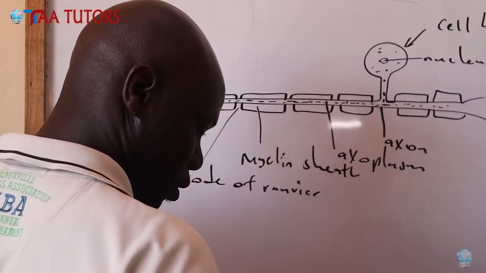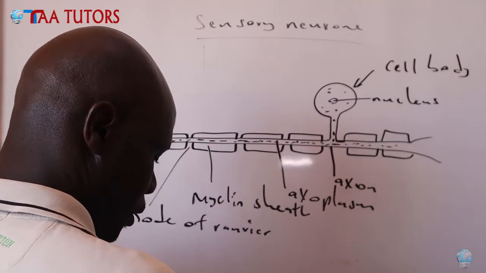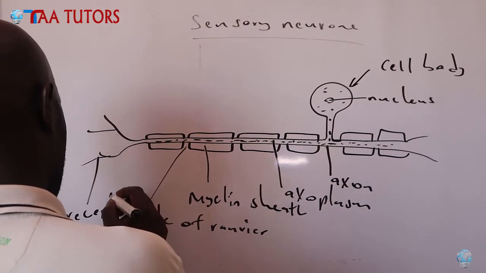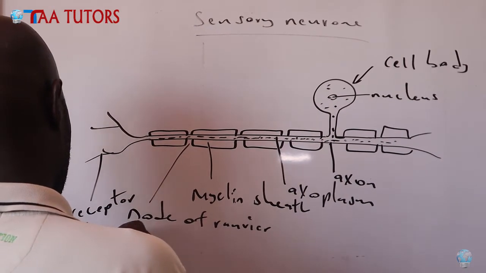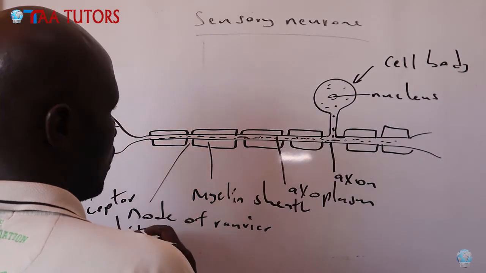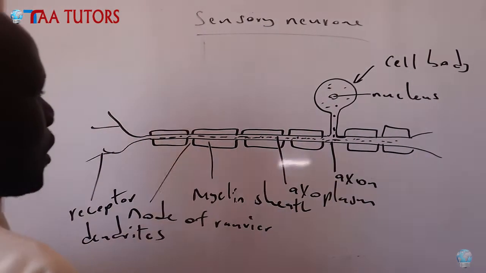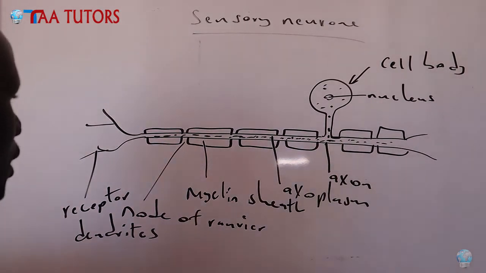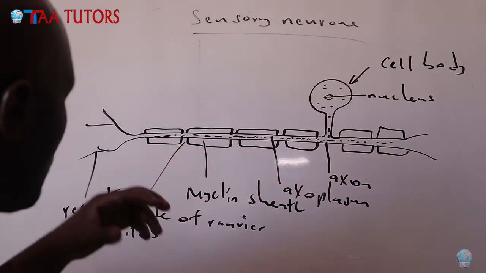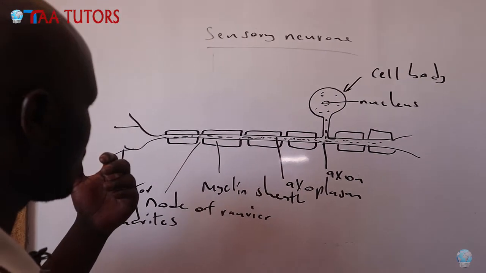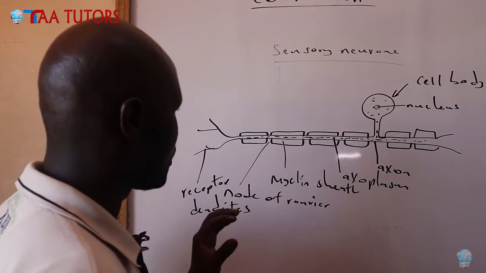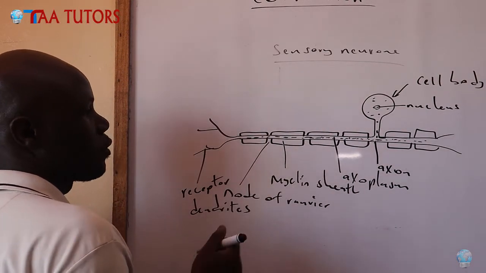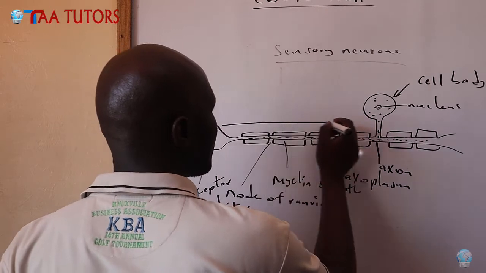We have got what is called the receptor dendrites here. Receptor dendrites. So this is how the cell looks like. Now maybe we can talk about this particular part a little so that we may understand clearly what they are. So when this particular cell is within the organ, the sensory organ, it will receive the information through the dendrite receptors. That one means that the information will be moving in that direction.